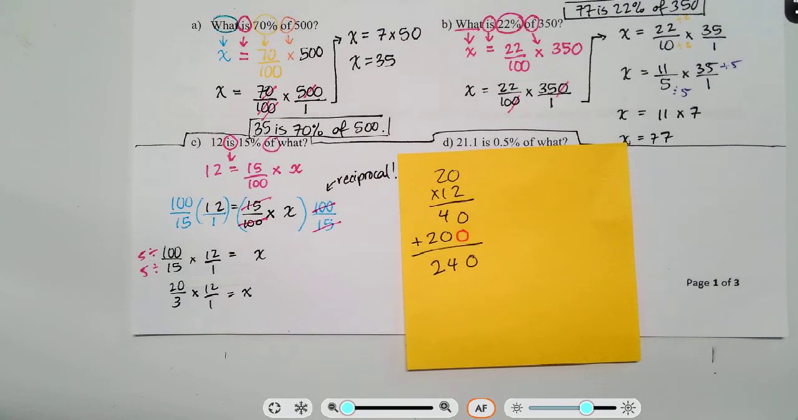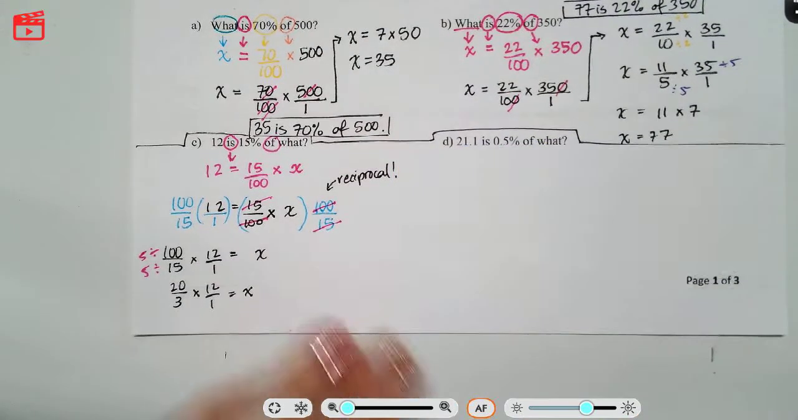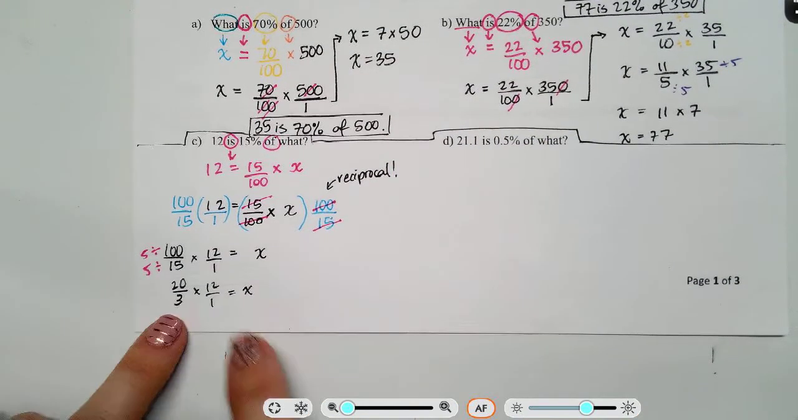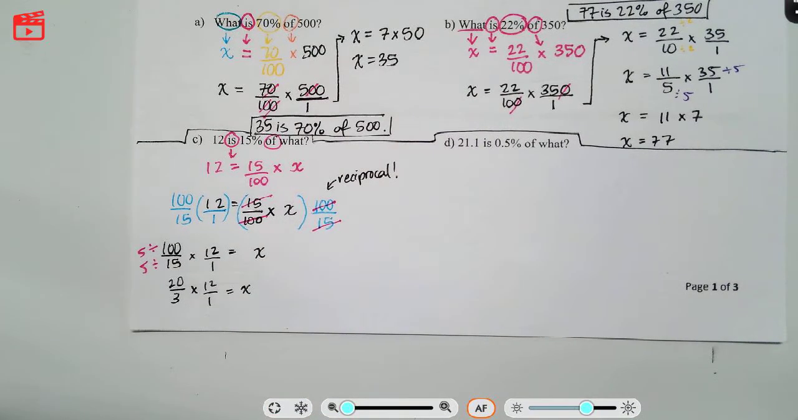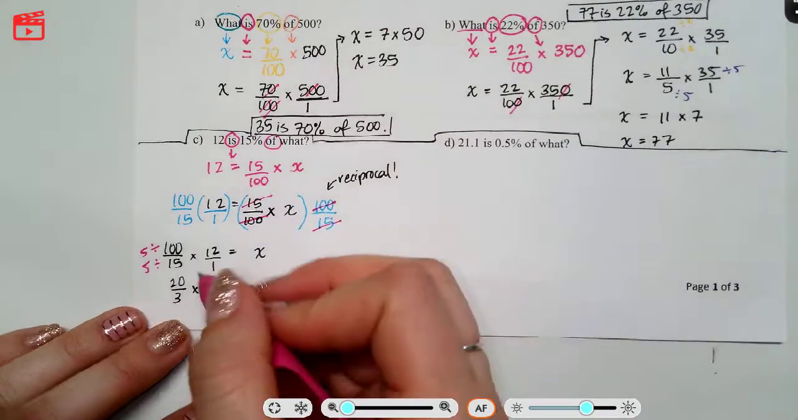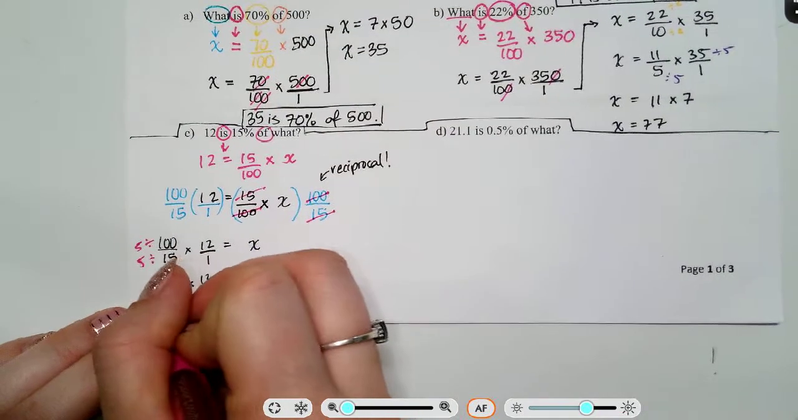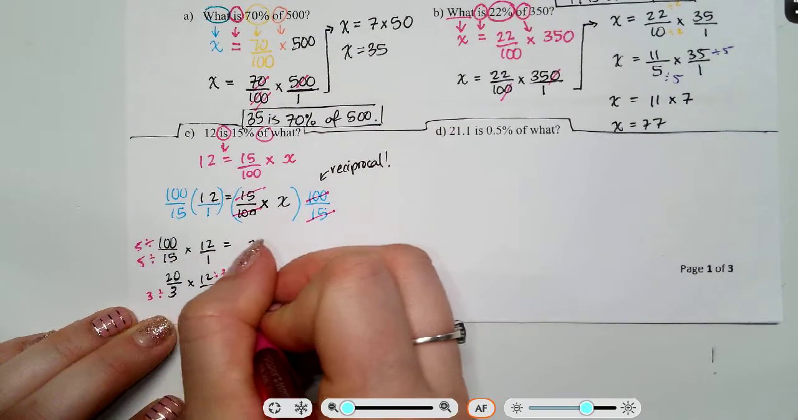Oh, I just saw something. What did I see? 3 and 12. Those actually do have something in common. So I really could have simplified that earlier. I didn't see that. All right, well, mistakes happen. So let's see. We're going to divide by 3 and divide by 3. And what do I get?